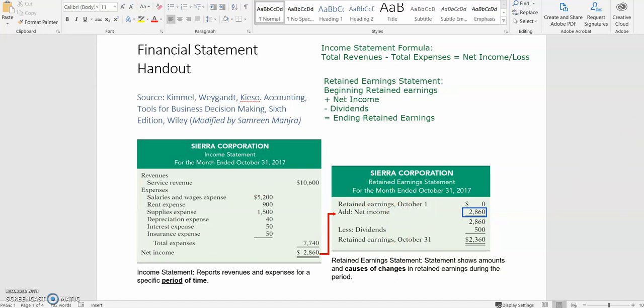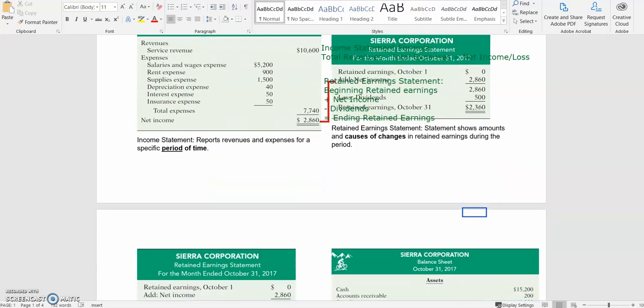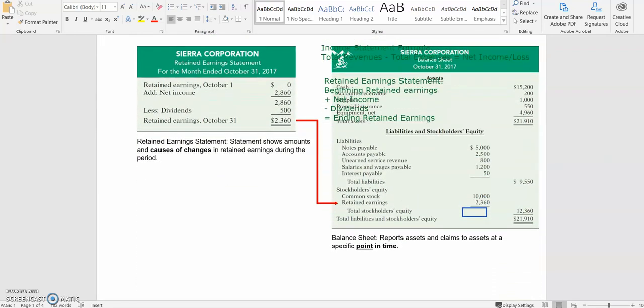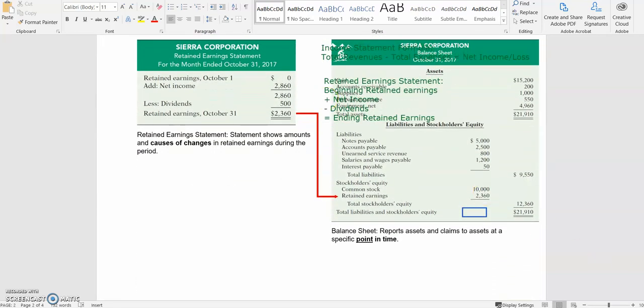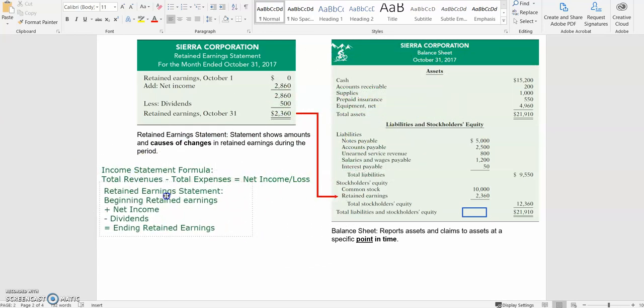So the balance sheet is the 3rd financial statement that a company is going to prepare. And the balance sheet is prepared right after the retained earnings statement. So I'm going to put these formulas on the side. That way you have them.